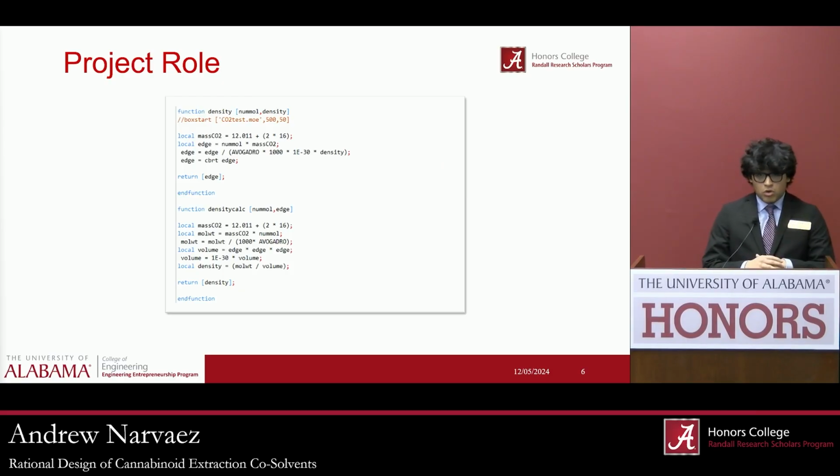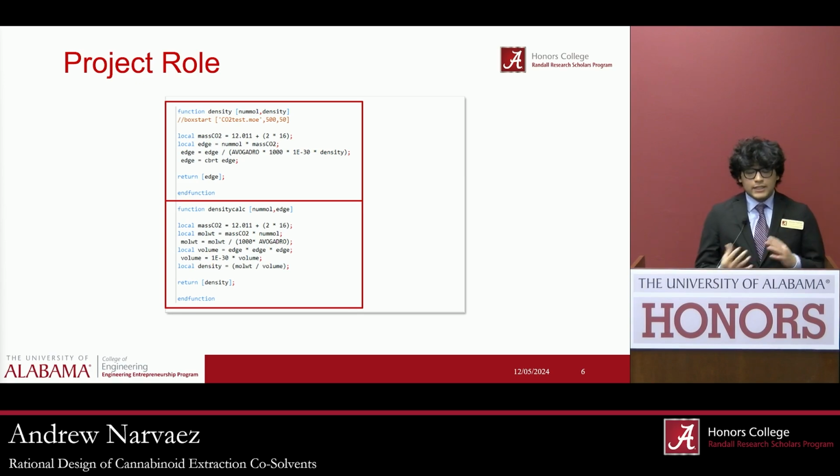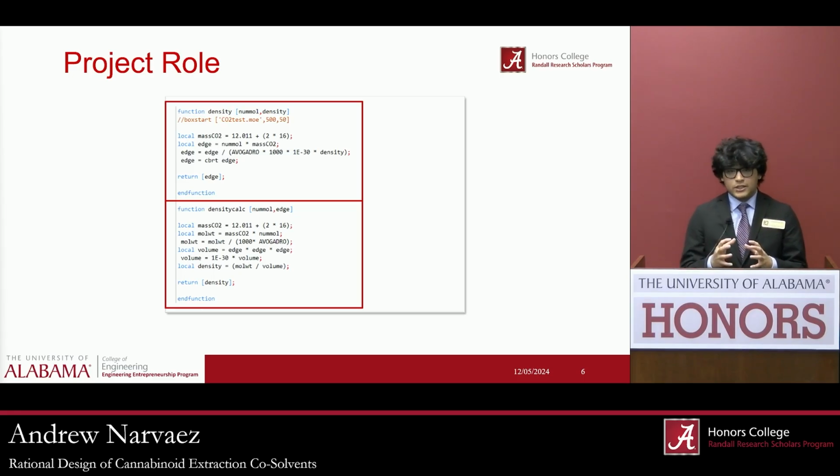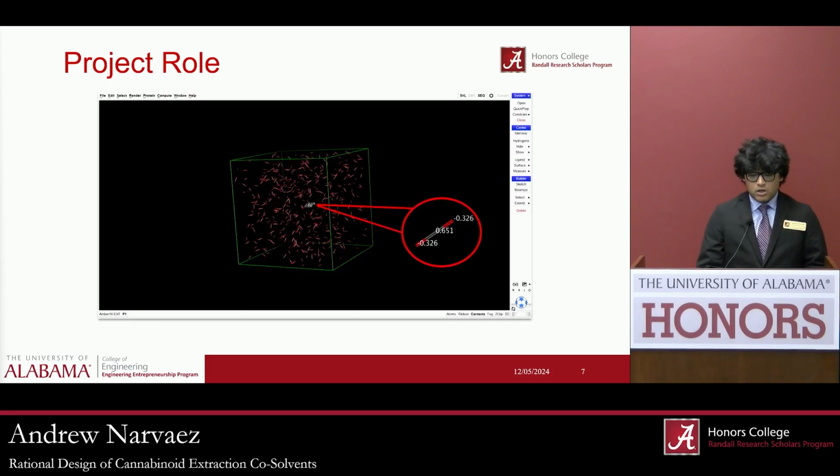So for my project role, we started off by writing two functions, density and density calc. Density calculates the side length of our 3D cube, because we are taking density as a constant in this scenario. So we are just using density to get its cube length, and then density calc checks that cube length and makes sure it returns the correct density, to make sure that everything is working out mathematically. And not pictured is a third piece of code that we're using, which is BoxStart. BoxStart loads this 3D cube into the molecular software, which you'll get a better idea of in this next slide.